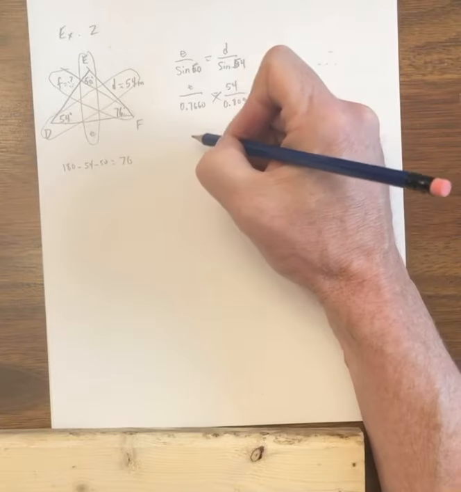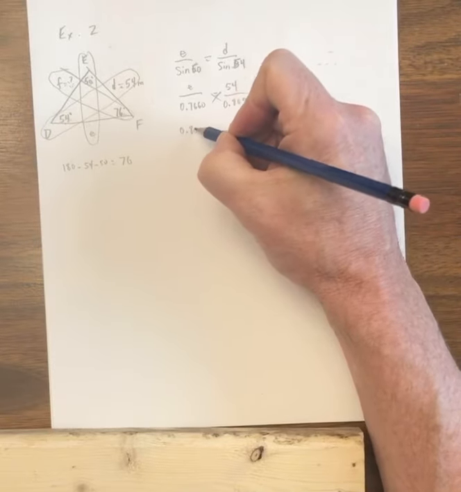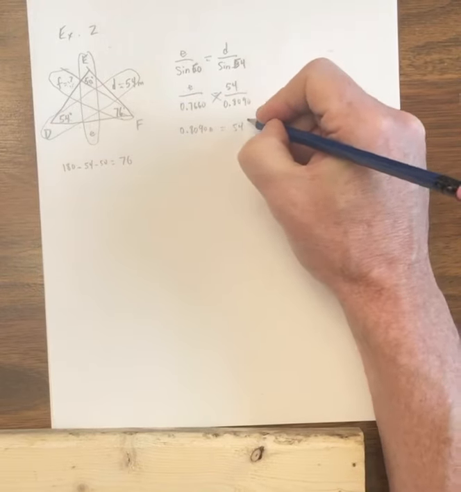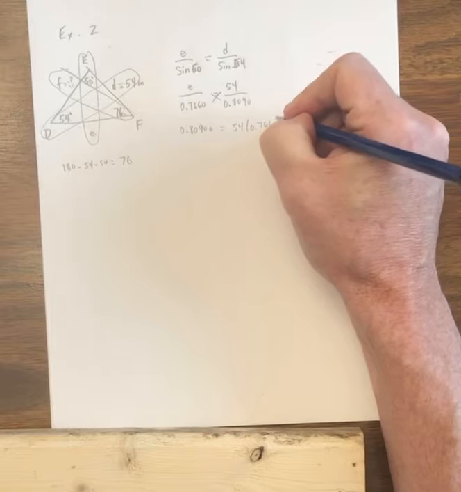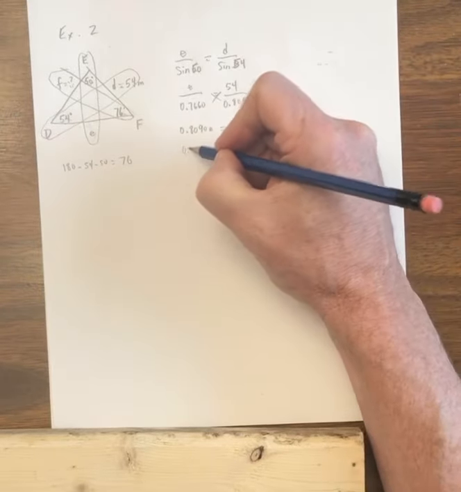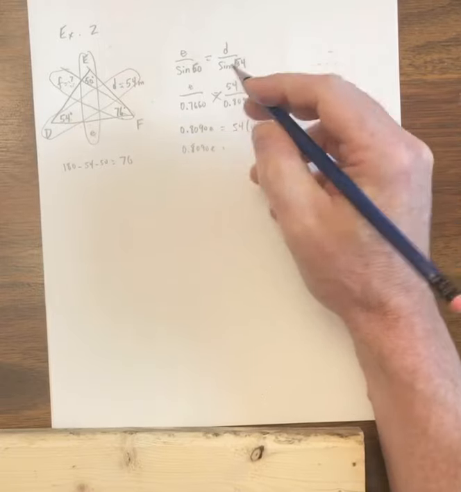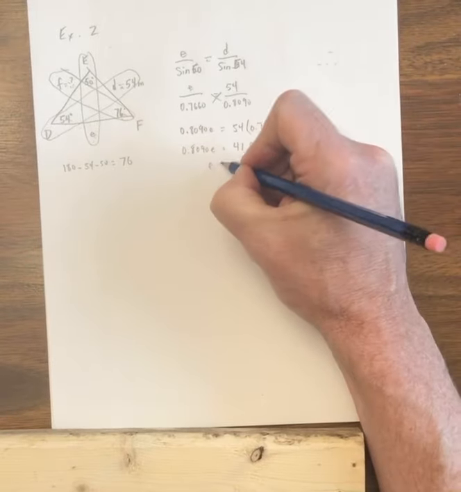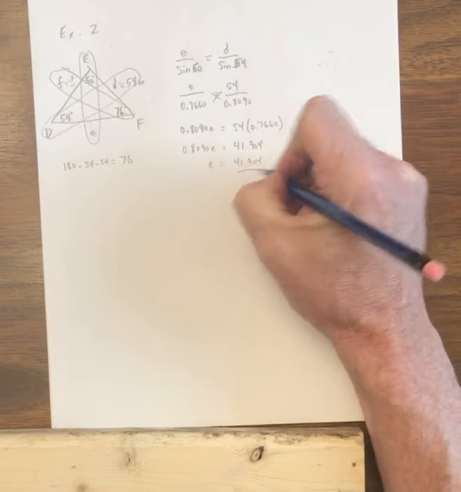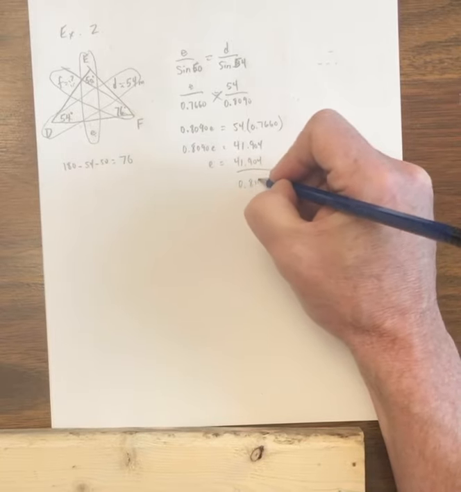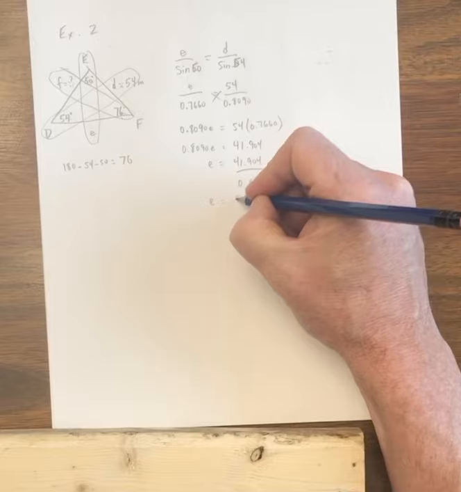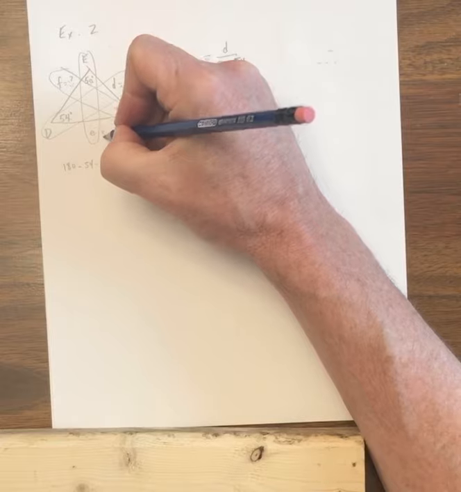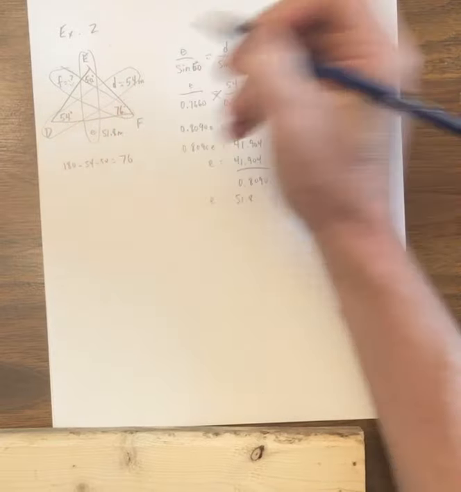Cross multiplying, we get 0.8090 times E, and that's equal to 54 times 0.7660. E is equal to, we multiply that out, we get 41.904. E would be 41.904 divided by 0.8090, and we get 51.8. So that lets us know that side E is 51.8 meters long.